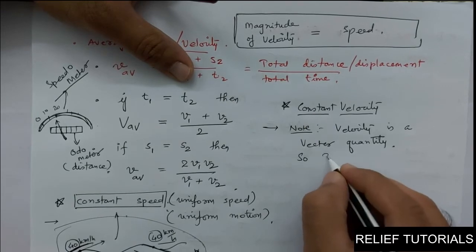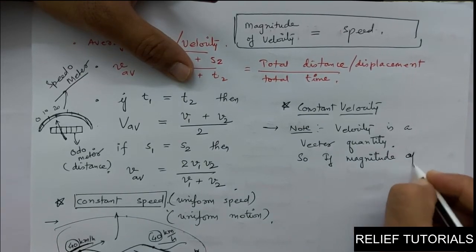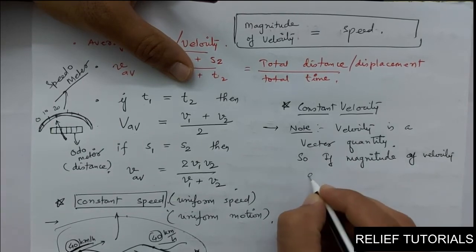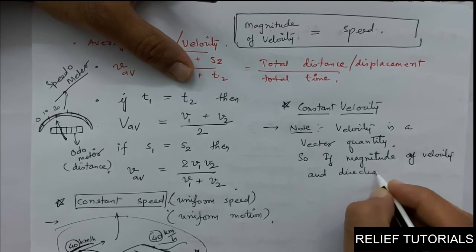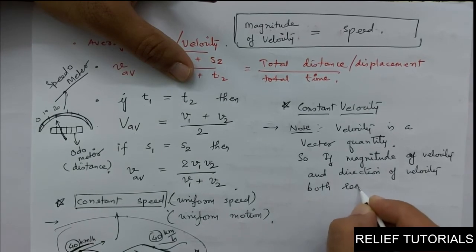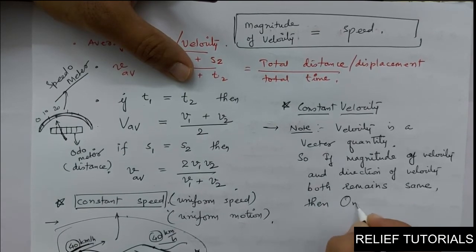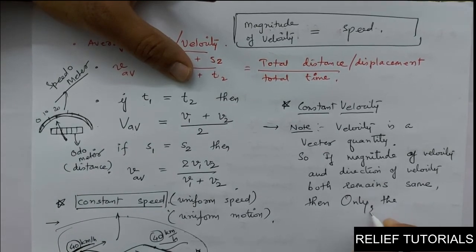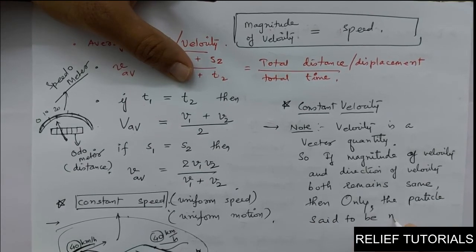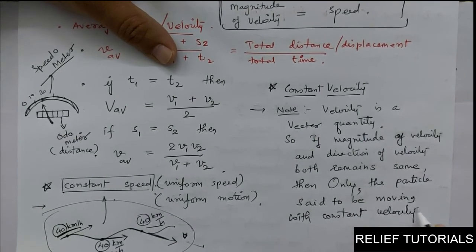So, if magnitude of velocity and direction of velocity both remain same, then only the particle is said to be moving with constant velocity.